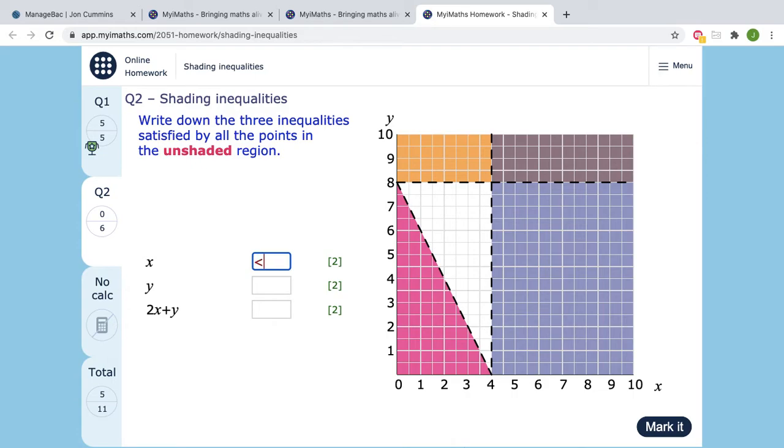So let's just see if we can type in a less than symbol. There we are. Okay, so in a similar way, horizontal lines have equations that are defined by y equals something. So on this horizontal line, the y value is always 8. It doesn't matter what the x value is, the y value is always 8. So that horizontal line is defined by the equation y equals 8.